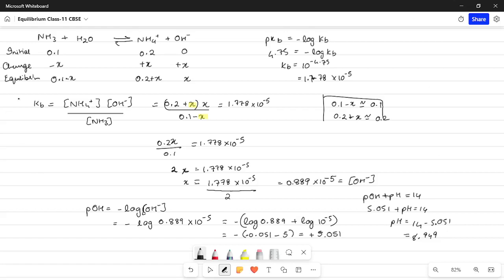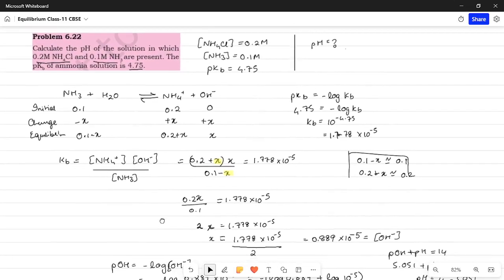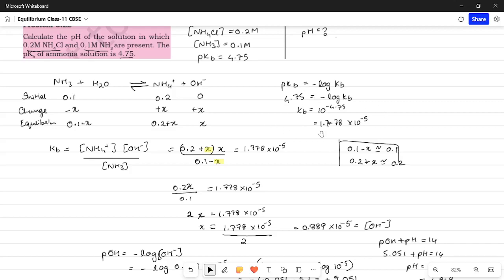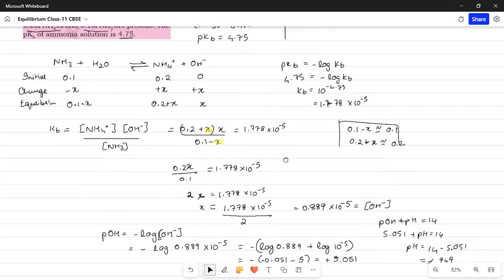So all we did was we started this question where we had to calculate the value of pH. We've been given the concentrations of NH4 and NH3. And then we first calculated the value of Kb and then used the equation for Kb to get to this point. We basically ignored the value of x here and here because it's significantly small, because the value of Kb is so small. Okay, it's a weak base. Because of that, we were able to do that.